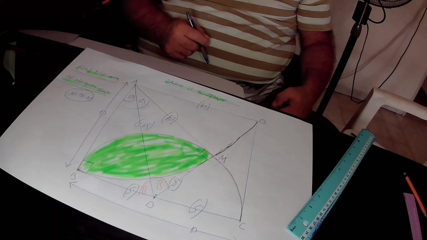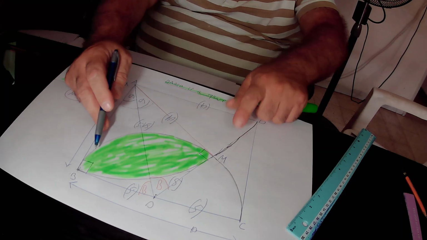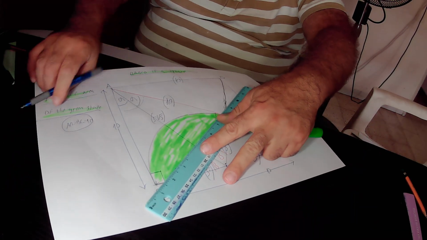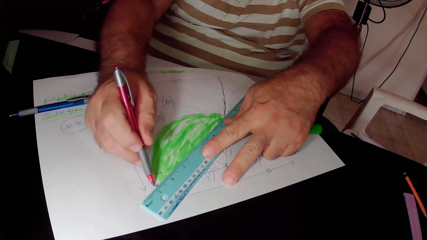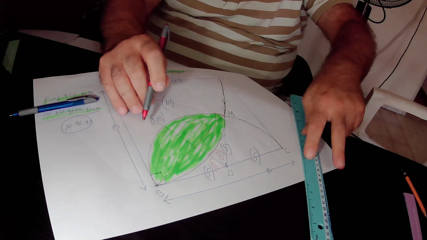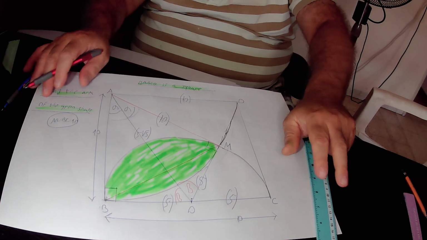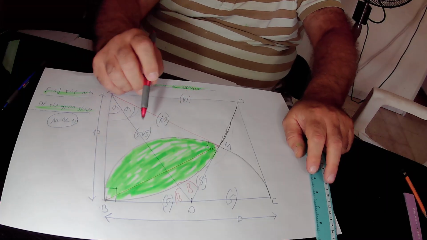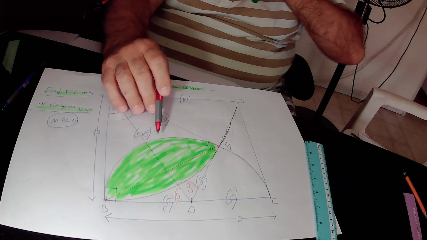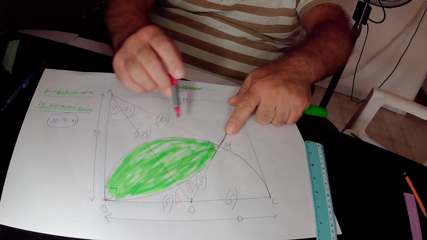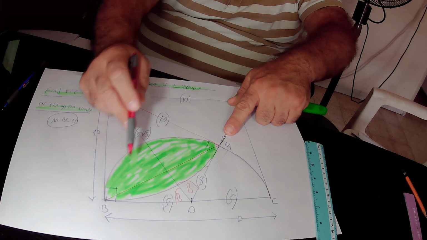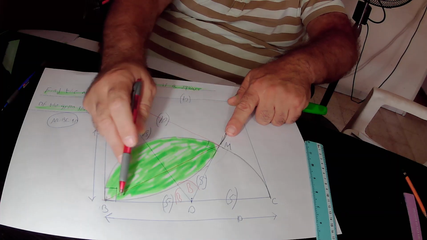So first of all, we join points M and B together by a straight line. When joining points M and B, we divided the green shape into 2 parts. The first part is the upper segment MB, and the second part is the lower segment MB.